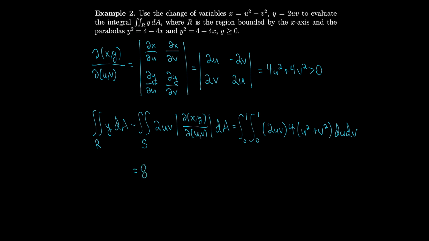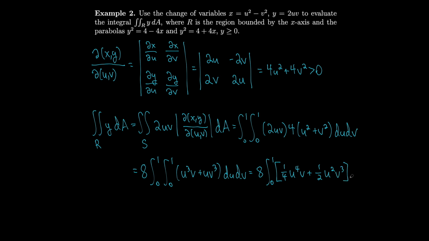So doing our integral, we get 8 times the integral from 0 to 1, 0 to 1, of u cubed v plus uv cubed du dv, which is 8 times the integral from 0 to 1 of 1/4 u to the 4th v plus 1/2 u squared v cubed from u equals 0 to u equals 1 dv. So that's just the integral from 0 to 1 of 2v plus 4v cubed dv, which is v squared plus v to the 4th from 0 to 1, which is 2.